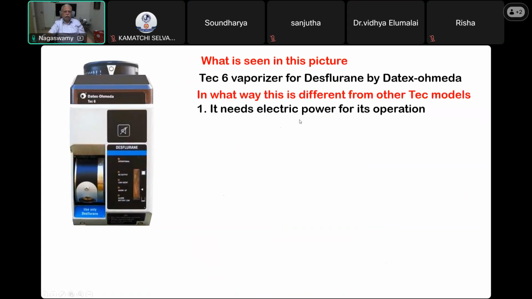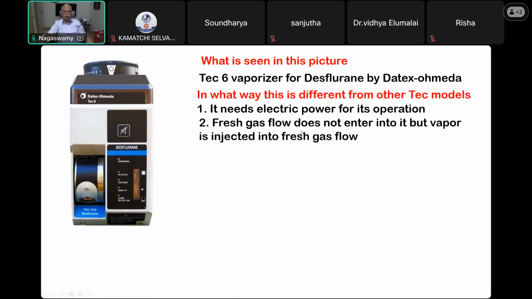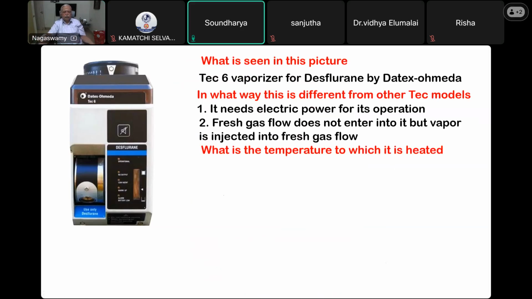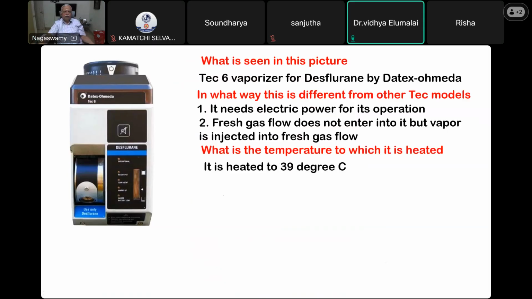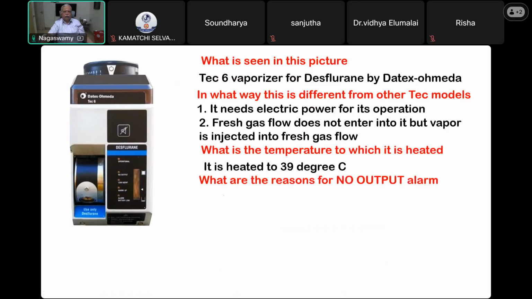It needs electric power, and fresh gas flow does not enter it, but vapor only is injected into the fresh gas flow. What is the temperature to which it's heated? Already we have discussed it, 39 degrees Celsius. What are the reasons for no output alarm in this?